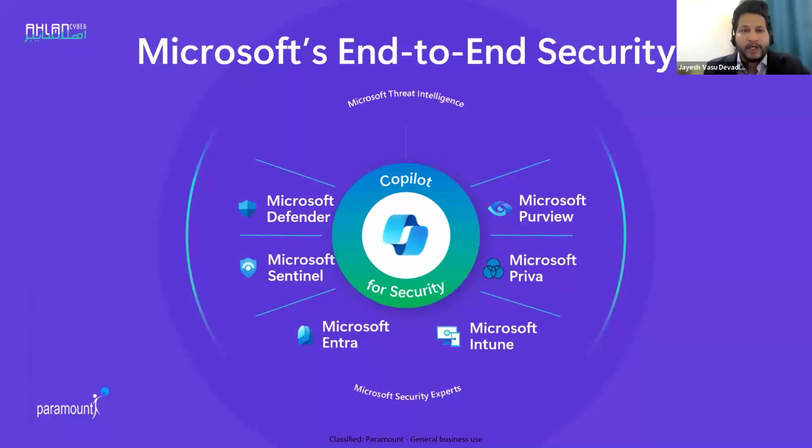Basically, Copilot for Security does not store any logs from those solutions. It acts as an assistive AI solution, which will connect to these different solutions and send the request in natural language to those solutions so that it can be processed in the backend and you will get the required response. Next slide.